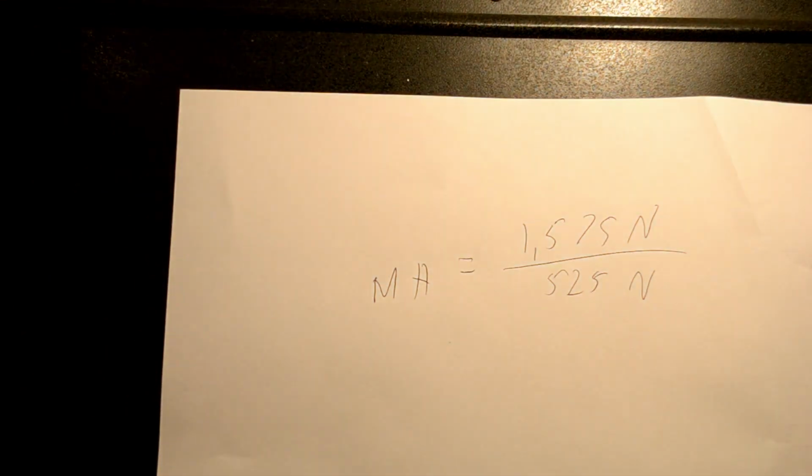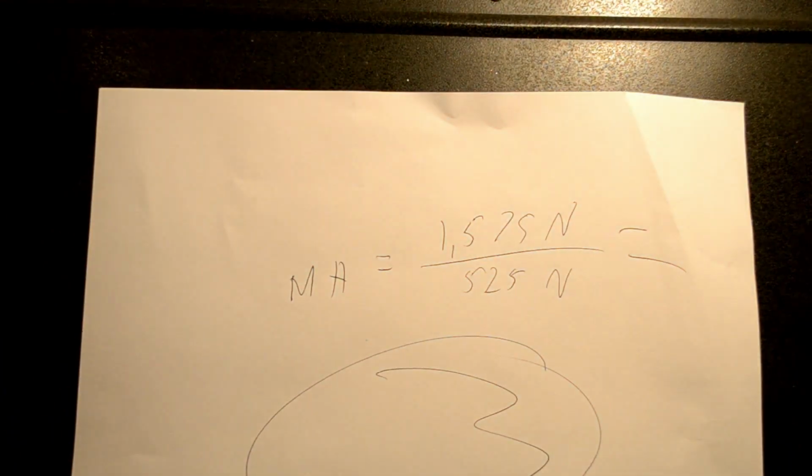So we'll just do MA equals 1,575 newtons over 525 newtons. So the mechanical advantage isn't going to be in newtons. We'll just divide these, and that gives our final answer of 3.